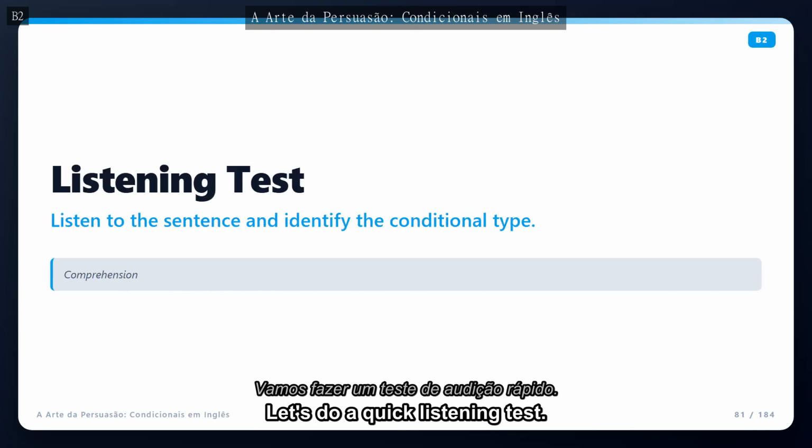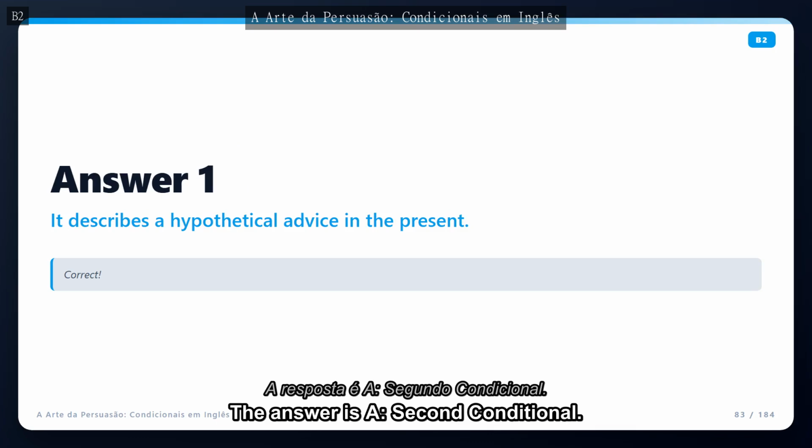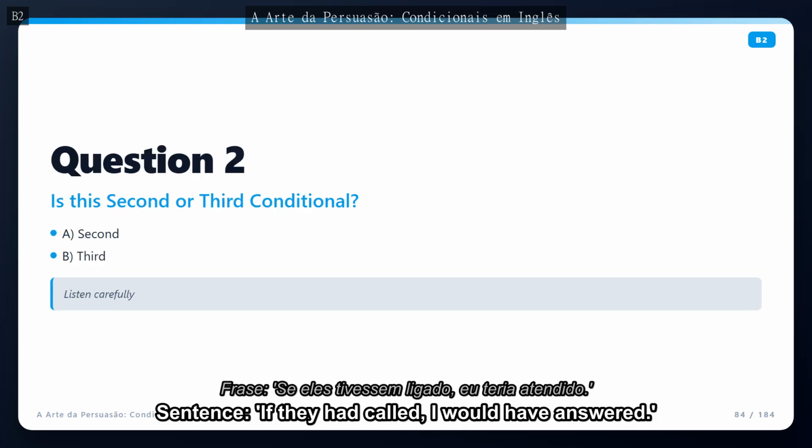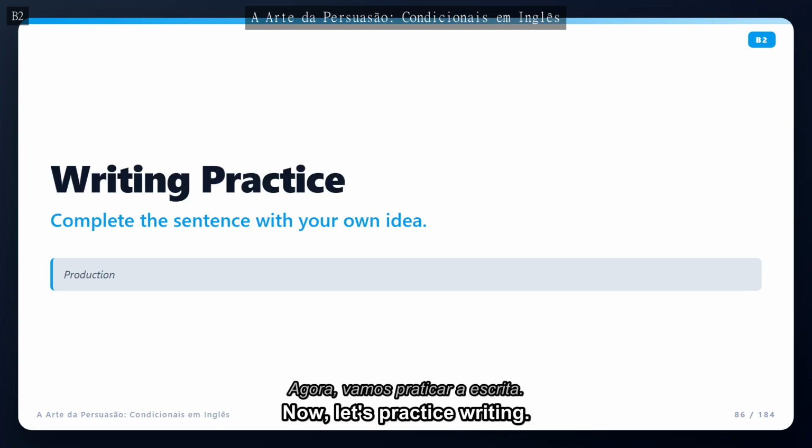Let's do a quick listening test. Sentence: if I were you, I would wait. The answer is A, second conditional. Sentence: if they had called, I would have answered. The answer is B, third conditional. Now, let's practice writing.